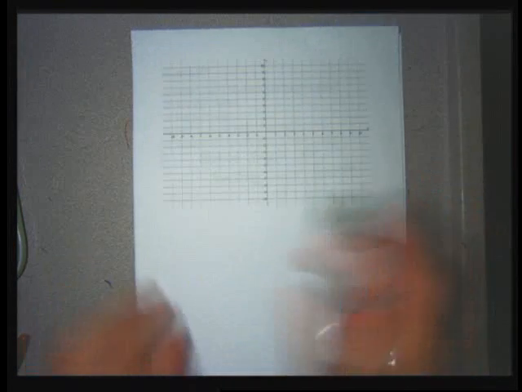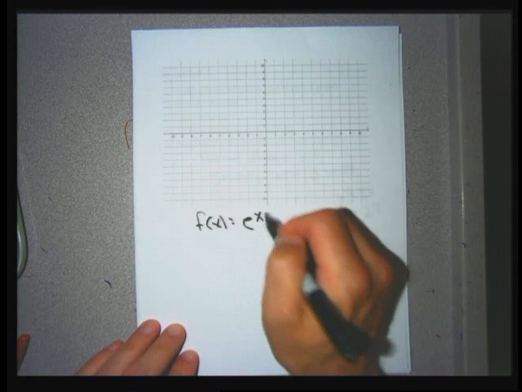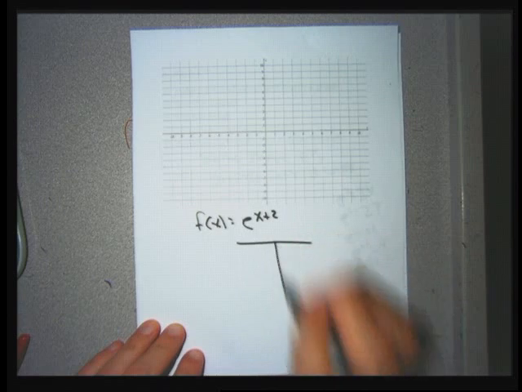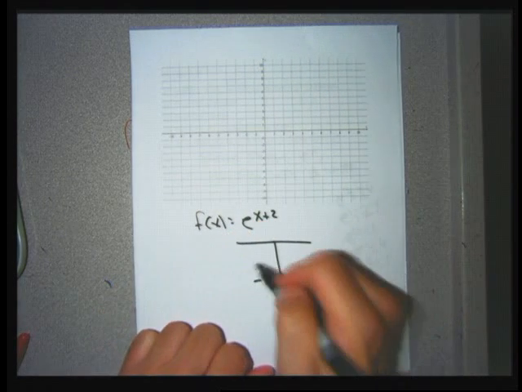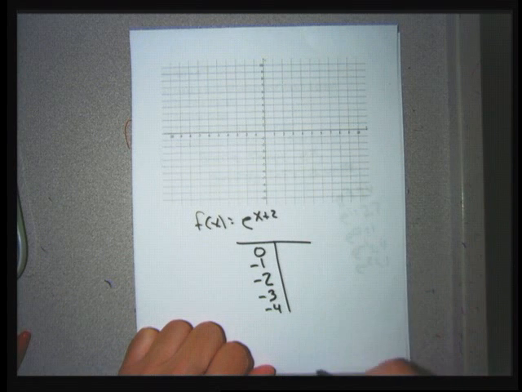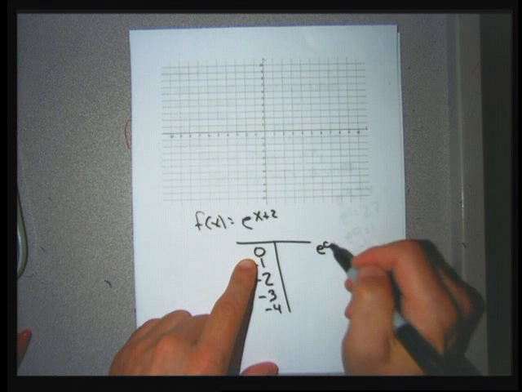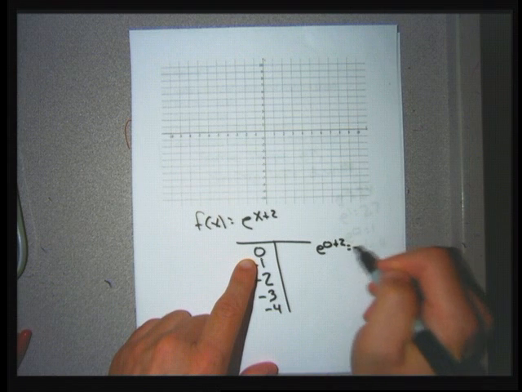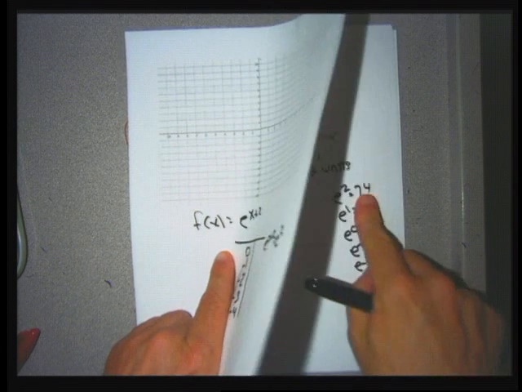So as I go to graph f of x equals e to the x plus 2, I'm going to make a table of values. I take the number in the exponent, I change its sign, and I take numbers bigger and smaller and fill up the x column. The first y, I'm going to go e to the 0 plus 2. E to the 0 plus 2 is e squared, and e squared is 7.4.